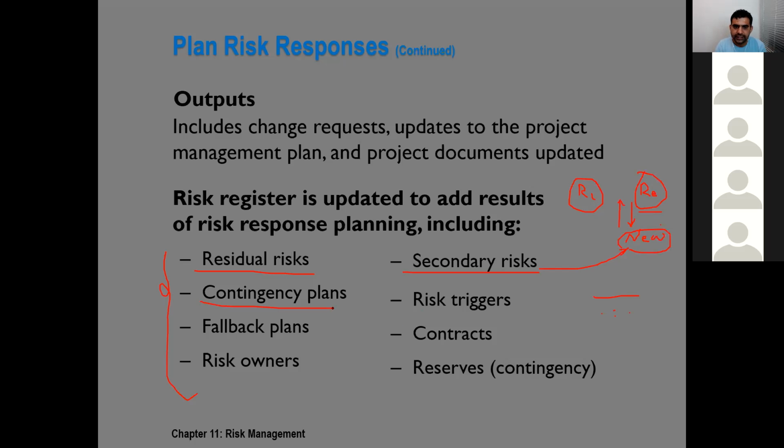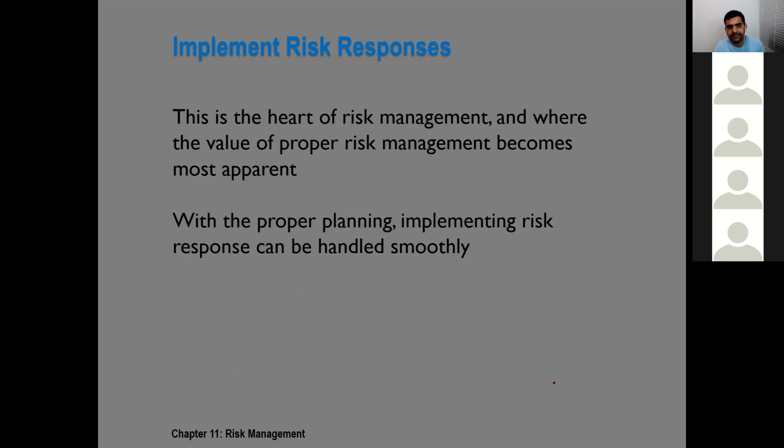We also get our contingency plans, and fallback plans in case the contingency plan doesn't work. Risk triggers, we identify the risk triggers. We get the contracts in case we are transferring our risk to the contractors. We find out the risk owners who are responsible for the risks, and we determine our reserves in time and money. Then when risk response is done, our planning is completed.